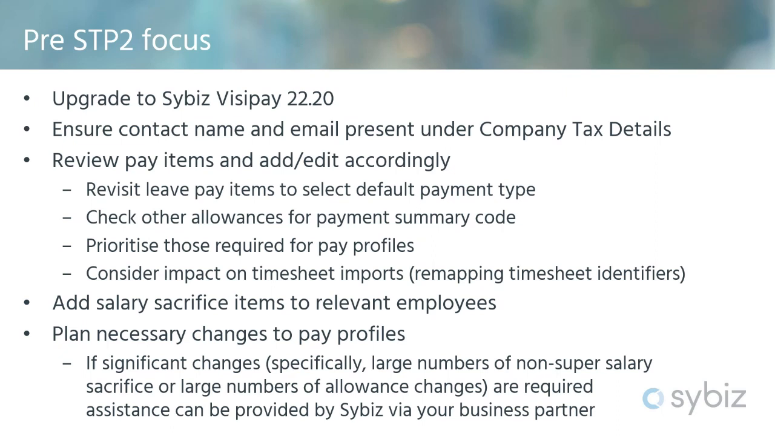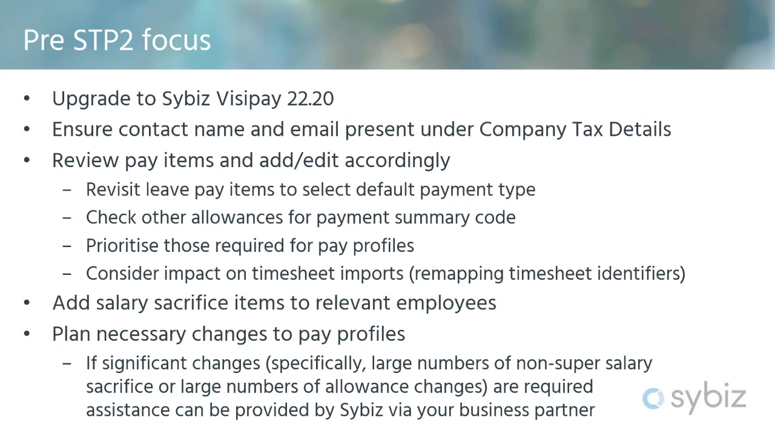So again, with the transition from STP1 to STP2, if you are on version 22.20, then essentially you can start changing those pay profiles progressively in the lead up to STP2 reporting, and we've got the smarts behind the scenes to report those things the way they need to be reported under STP1 while we're under STP1, and then seamlessly report them as they should be reported under STP2 once we're reporting under STP2. But again, just emphasizing that that's only from version 22.20 that you can have that flexibility and that seamless process.